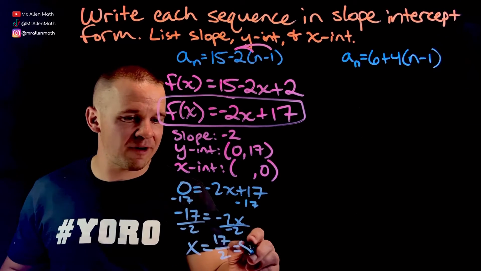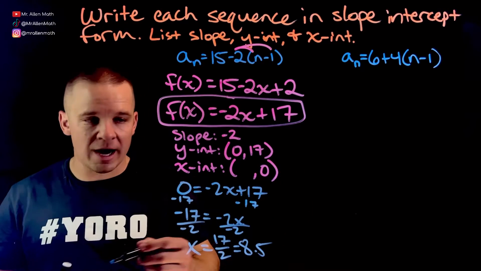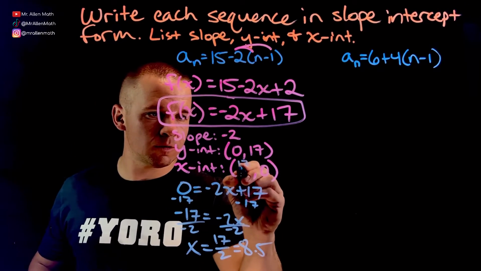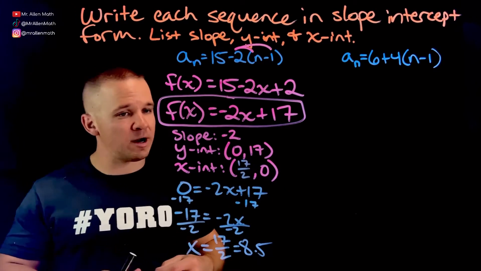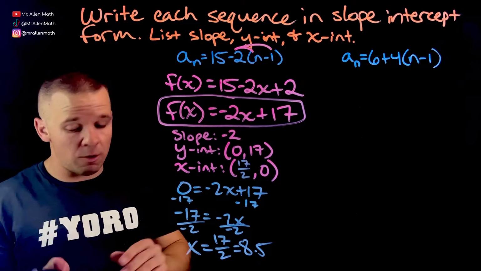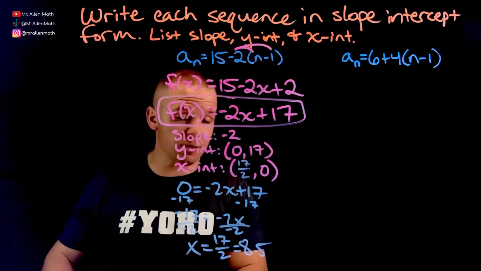That would be what, 8.5? However you want to write it, but I'll go 17 over 2. We got our x-intercept. A little scary, I will admit, but we handled it. We got it.